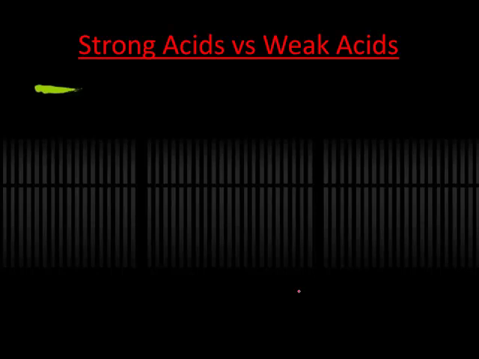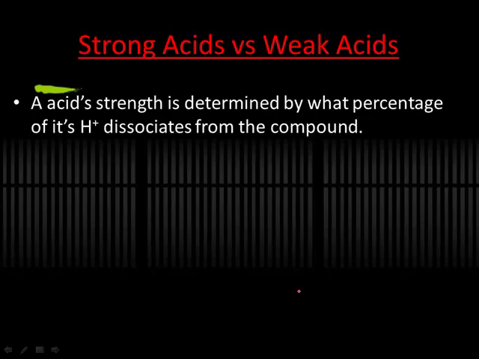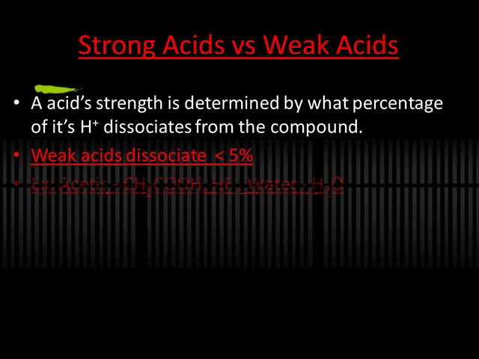Look at our strong acids versus weak acids here. An acid's strength is determined by what percentage of its H pluses dissociate, or break off of the compound, and end up in the solution. So weak acids dissociate less than 5%. If you had 100 molecules, less than 5 of them would have the H plus break off the molecule and float around in the solution.